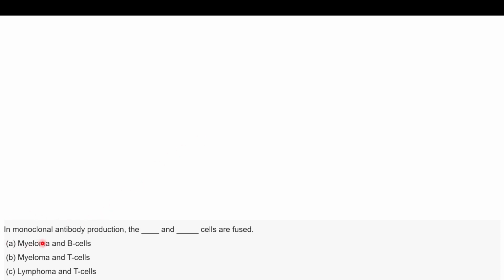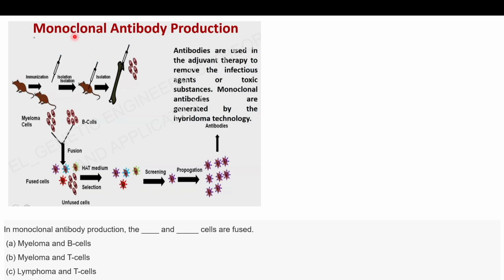Now, in monoclonal antibody production, the dash and dash cells are fused. Before going into this question, let's look at what is a monoclonal antibody and what is a polyclonal antibody. In monoclonal antibodies, the antibodies are specific. These antibodies recognize a specific type of antigen, but in polyclonal antibodies, multiple parts of the same antigen are recognized by the set of antibodies.